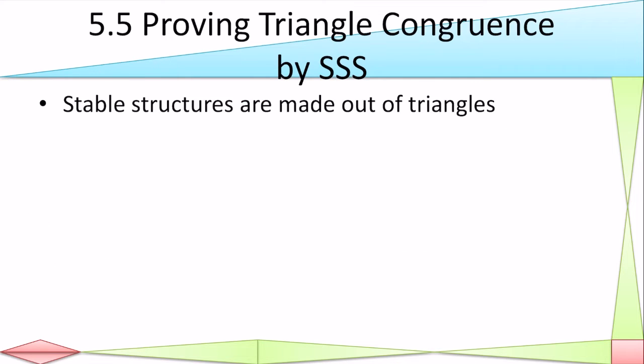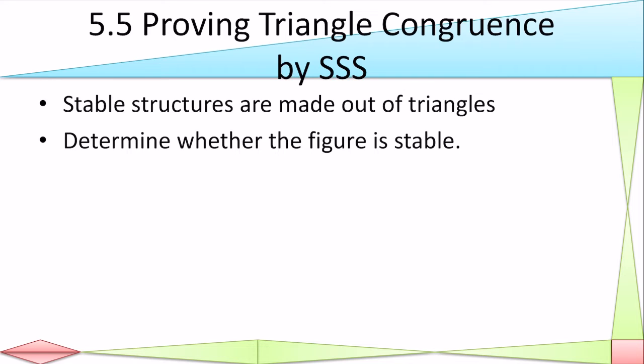All right, so because triangles, if you have the same lengths of sides, are congruent, they can't ever change to be any other triangle. So that means structures made out of triangles are very stable. They can't bend or move very easily. So a figure is stable if it's made out of triangles.